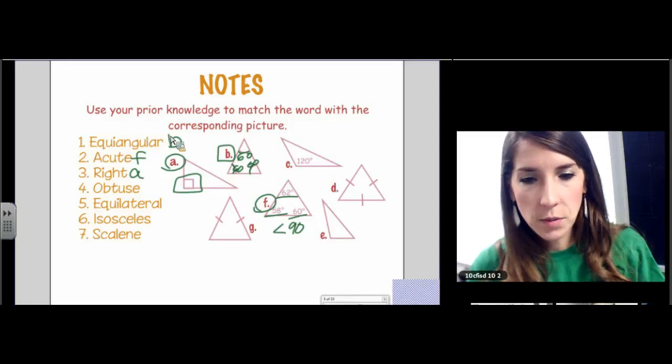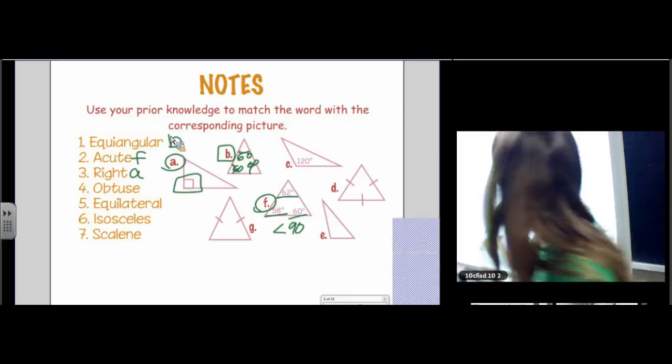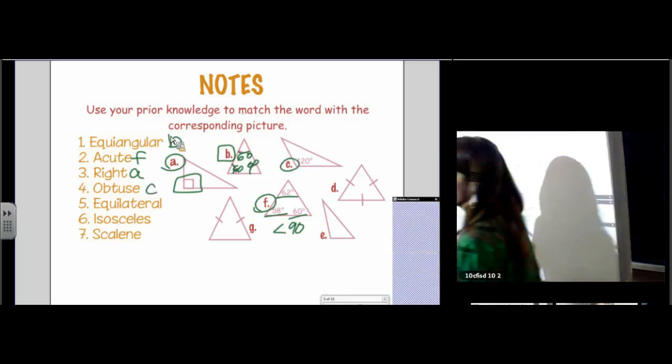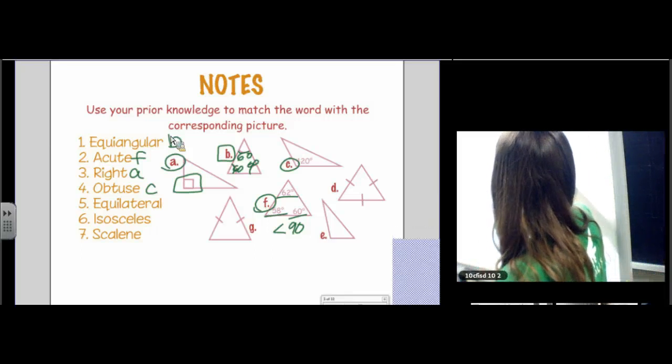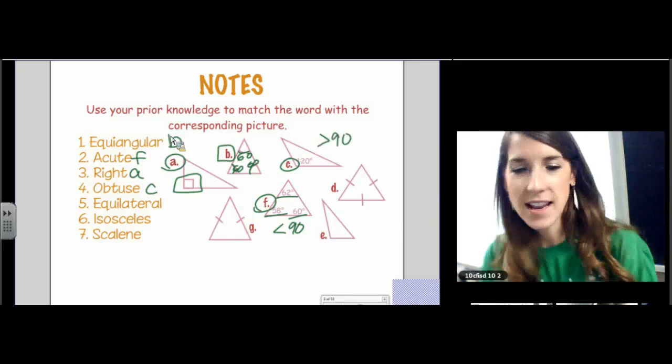So number 4, which one is obtuse? Y'all were ready. Y'all are just waiting for me to ask, and you have it ready to go, don't you? C, very good, because 120 is greater than 90 degrees.